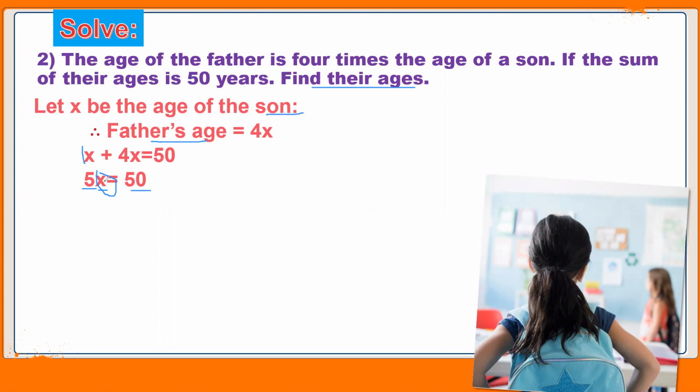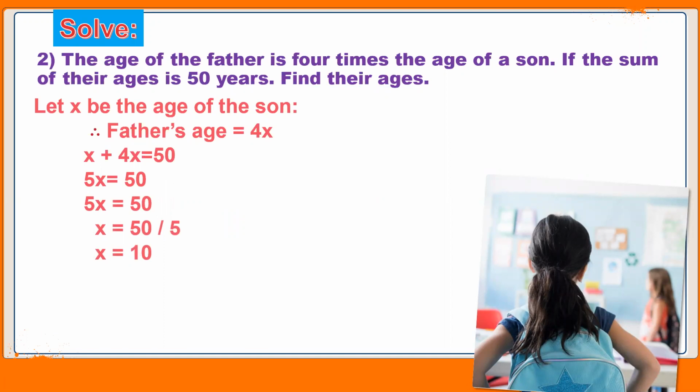So as we have to find x, this 5 is multiplied with x. When we move this 5 to the right hand side, it is going to be divided from 50. So we get 5 ones are 5, 5 tens are 50. So x is equal to 10.